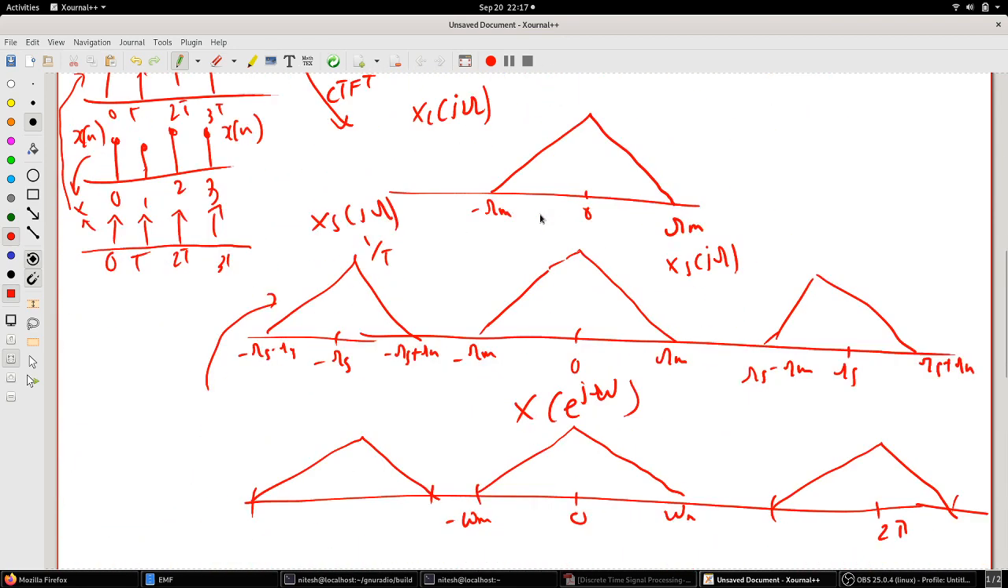Now if you look at Xs(jω), it's a continuous time Fourier transform. There is information content which is repeated every ωs. These are all redundant information. What is your original content is only this one here, which is only one along 0. This was what you started off with. This was your original content.